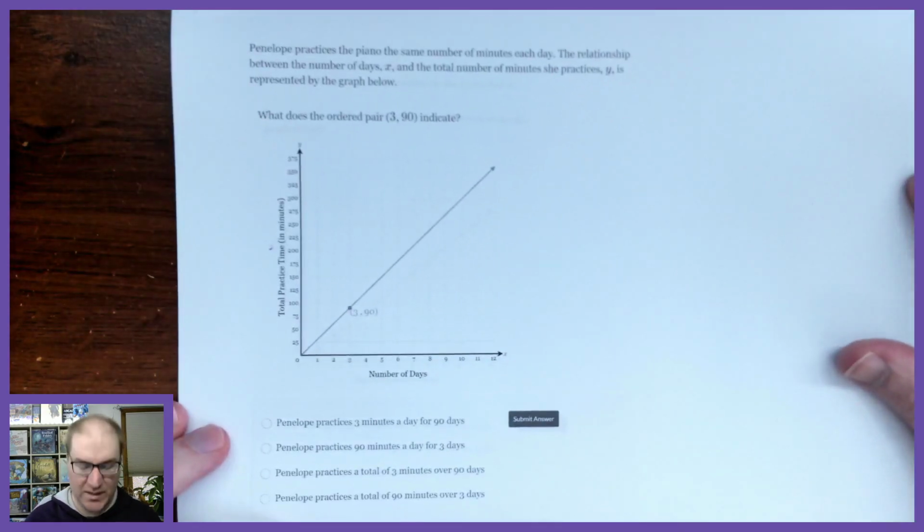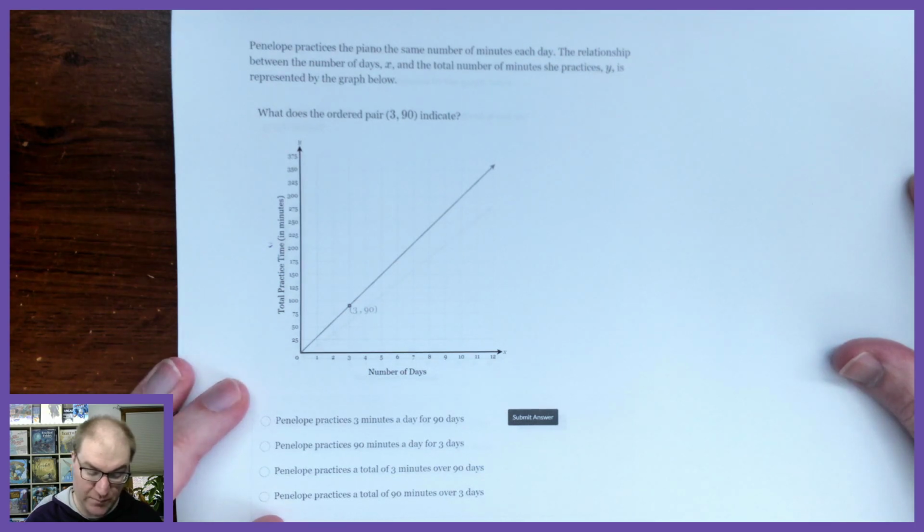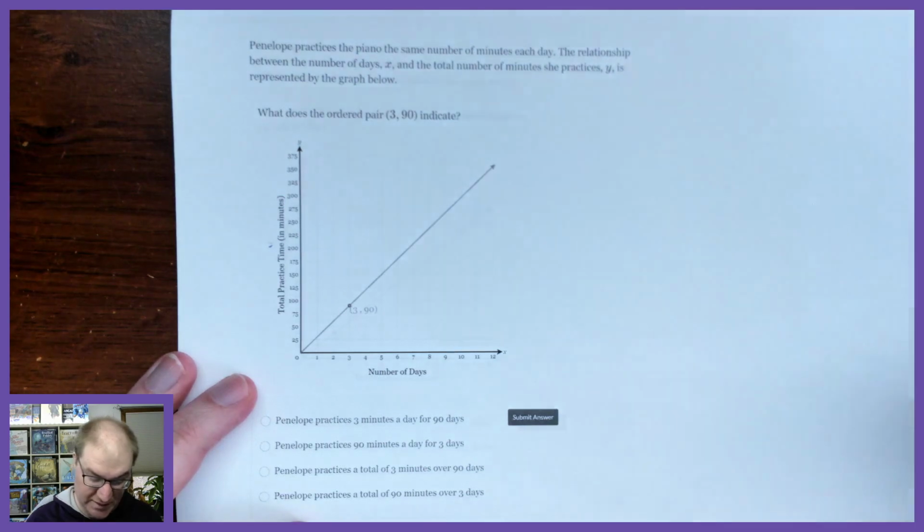Next example, Penelope practices the piano the same number of minutes each day. The relationship between the number of days X and the total number of minutes she practices Y is represented by the graph below. What does the ordered pair (3, 90) indicate?